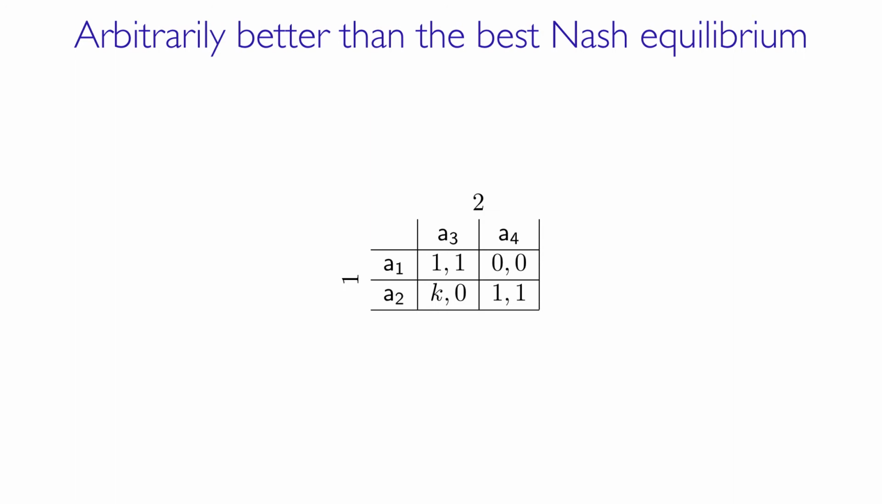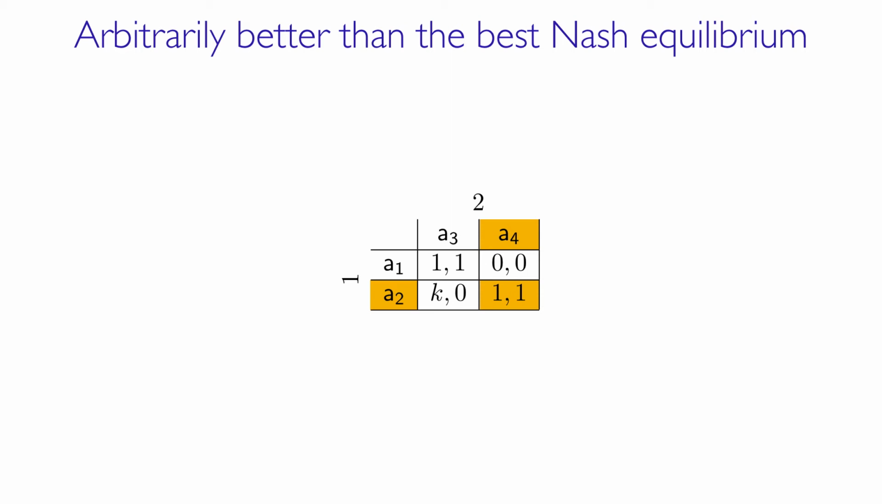Now the goal is to show that the Stackelberg equilibrium with optimistic tie-breaking rule that is in favor of the leader may be arbitrarily better than the best Nash equilibrium for the leader. Consider this game. The game admits only one pure strategy Nash equilibrium, that is action A2 for player 1 and action A4 for player 2. The utility of player 1 is 1.